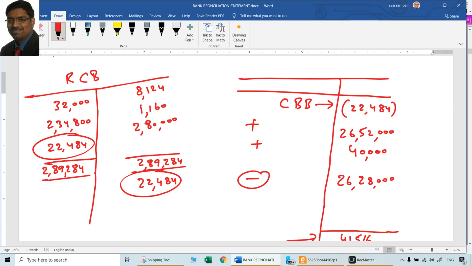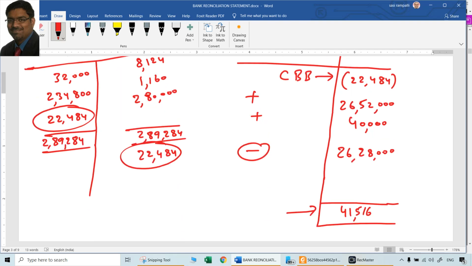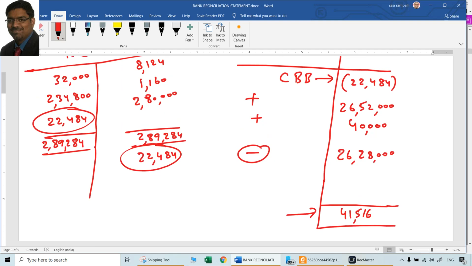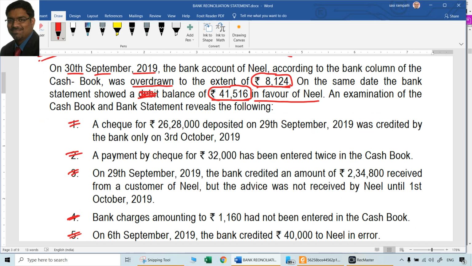41,516, which is a credit balance in the passbook from the bank's perspective. From our perspective, it may be a debit balance, but from the bank's perspective, only the bank statement will be there. That is why 41,516 is a favorable balance to Nil according to the bank statement as given originally. That's what it is, 41,516.